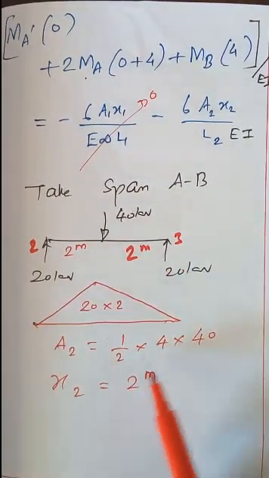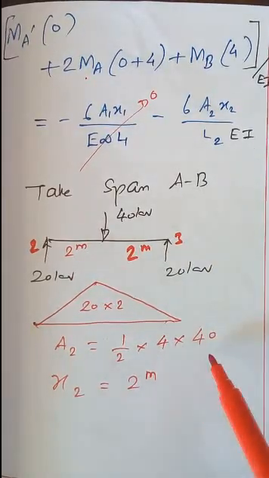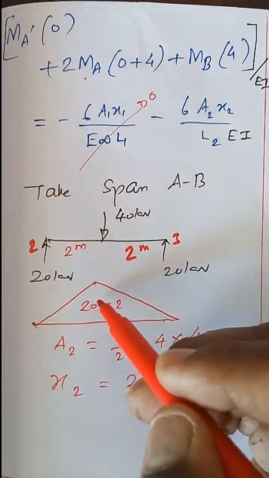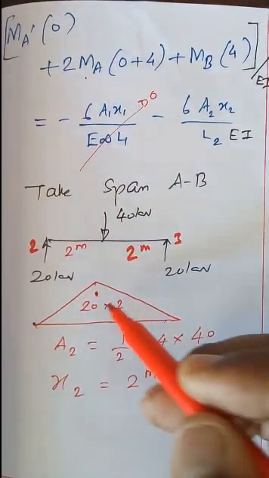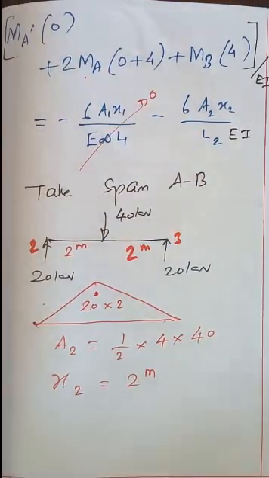Now A2 equals half into 4 into 40, because base into height by two is the area of the triangle, and X2 equals 2 meters. If you have the centroid here, from this point to this point it is 2 meters. So we will substitute here and write down the equation.